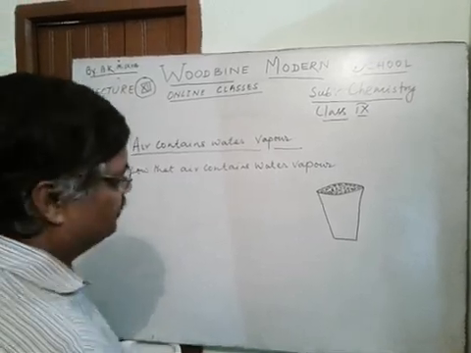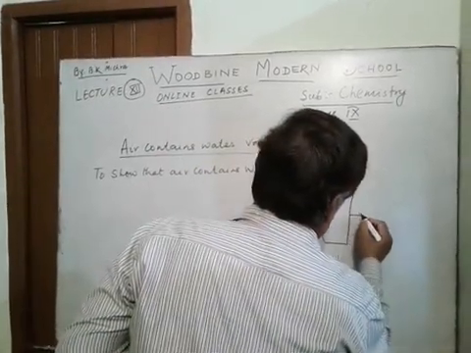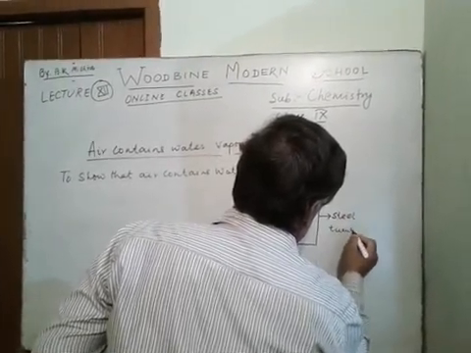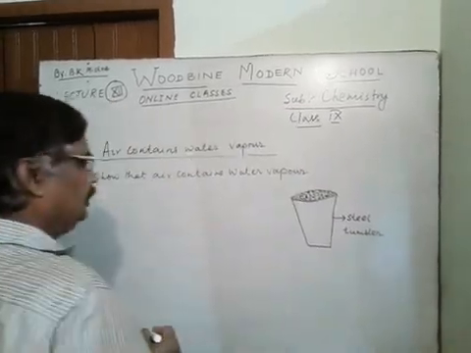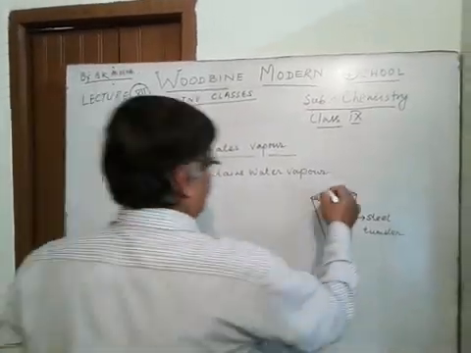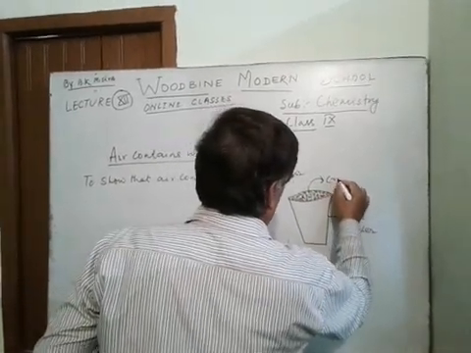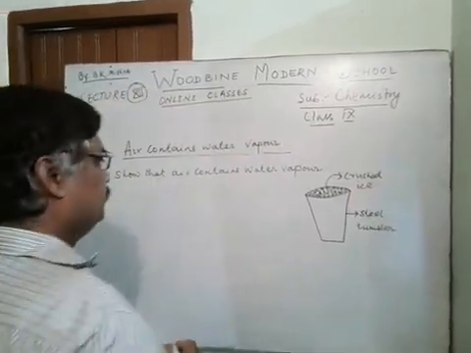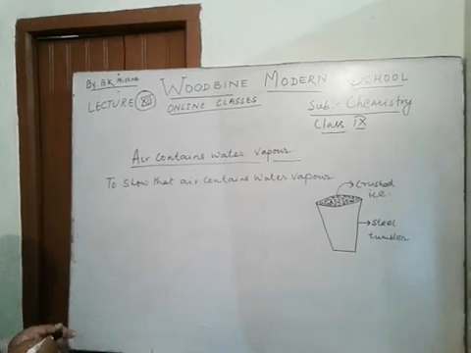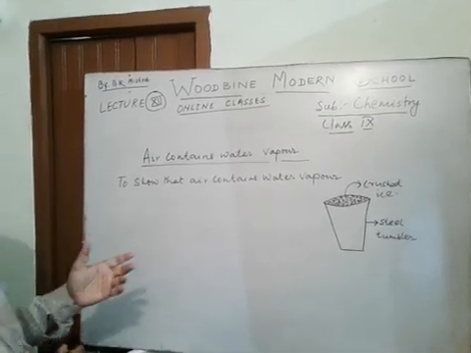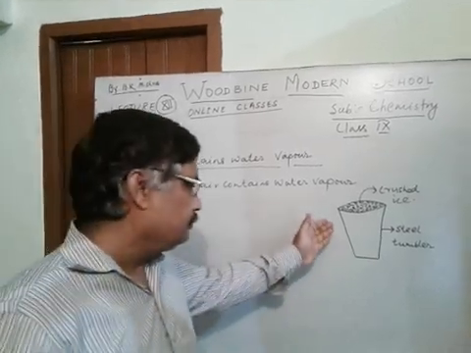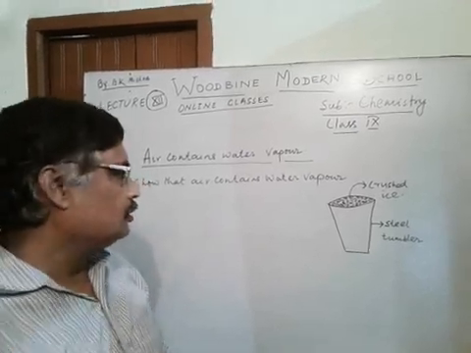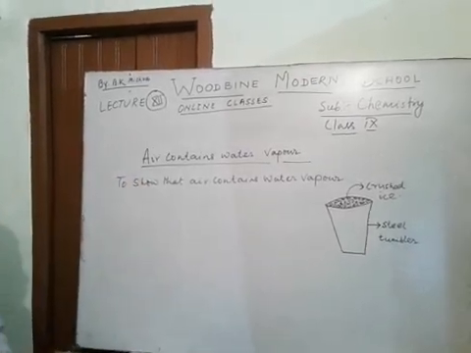Okay, now this is the steel tumbler in which we have put crushed ice. Now what we do next is, we take a piece of cloth and wipe the outer surface of this steel tumbler.